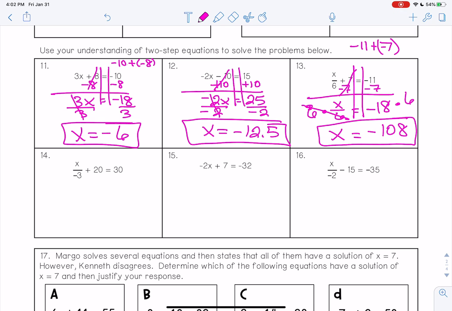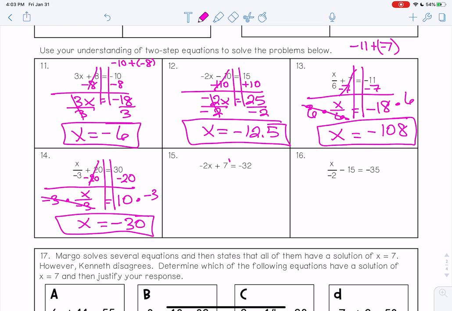For 14, we're going to draw the river. Subtract the 20 from both sides. 20s cancel out, and we get x over negative 3 equals 10. The opposite of division is multiplication, so I'm going to multiply both sides by negative 3. These cancel out, and I get x equals negative 30.